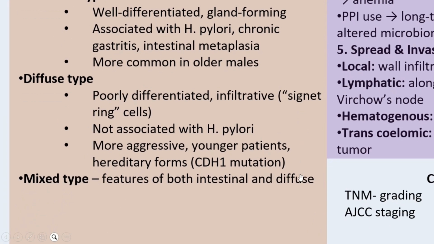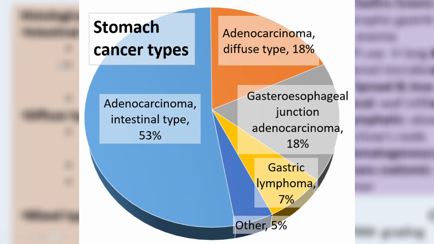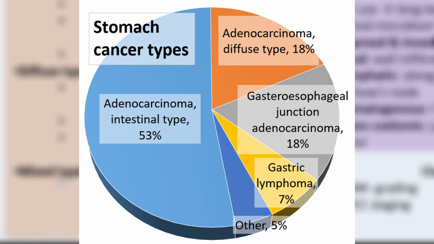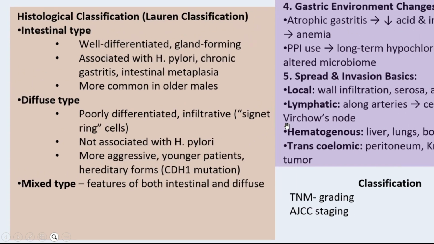So adenocarcinoma is going to be the most common type of cancer of the stomach, and these are the two types of adenocarcinomas: we have an intestinal type and a diffuse type. Then we shall see other cancers that arise in the stomach, like the GIST and the lymphoma, and those are also other kinds of cancers that are less commonly seen. Then we have the mixed type of cancer, where we have features of both the intestinal and the diffuse carcinoma.